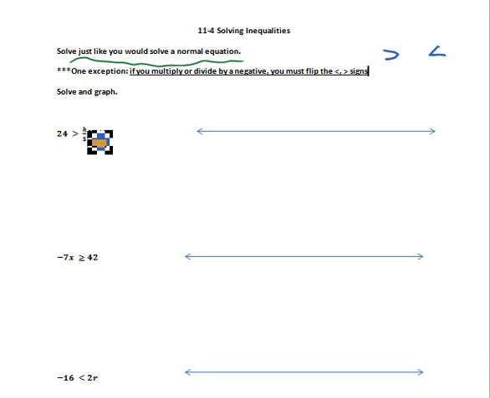Since it's h divided by 5, we want to undo that operation, so we're going to multiply by 5, and we're going to do it to both sides. And when we do, 5 times 24, we get 120. We're going to keep our sign the exact same, and then these 5's cancel out because it's 5 over 1. So we say 120 is greater than h.